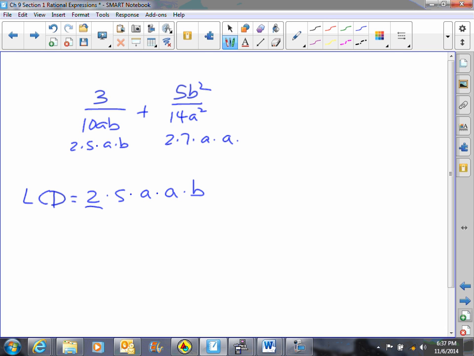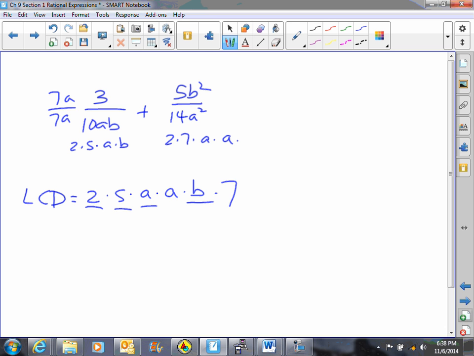So here's 2, 5ab, so we need to multiply the first fraction by a over a. Now, here's, whoa, I missed the 7. Let's go back and do this again. 2, 5, a, b, and 7. Okay, so the first fraction actually is going to need to be multiplied by 7a over 7a. There we go, that's better.